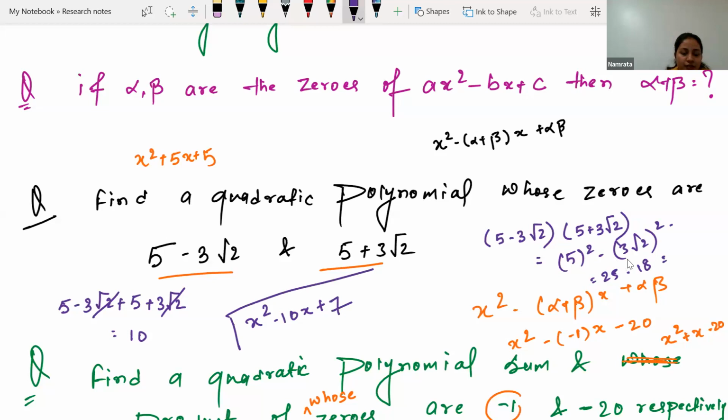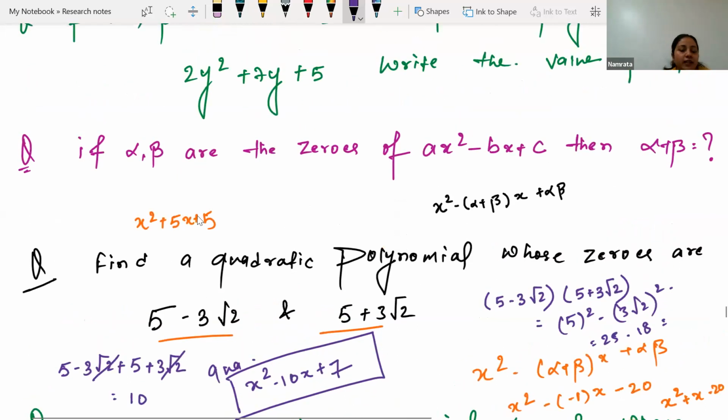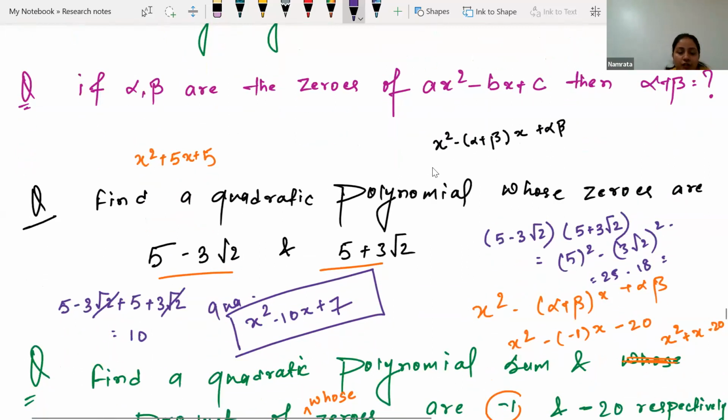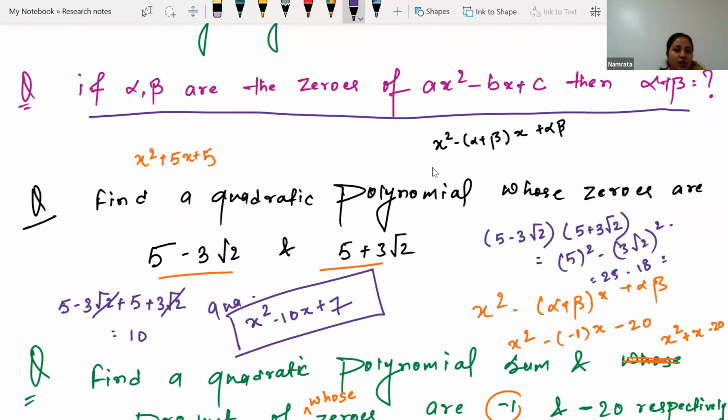So this is our equation. This is the quadratic which we have constructed by using the sum of the roots and the product of the roots. Right? Yes, ma'am. Okay. Let's do this one quickly. If alpha and beta are the zeros of this one, I'm talking about this question, then alpha plus beta, just by observing, we have to answer this question.